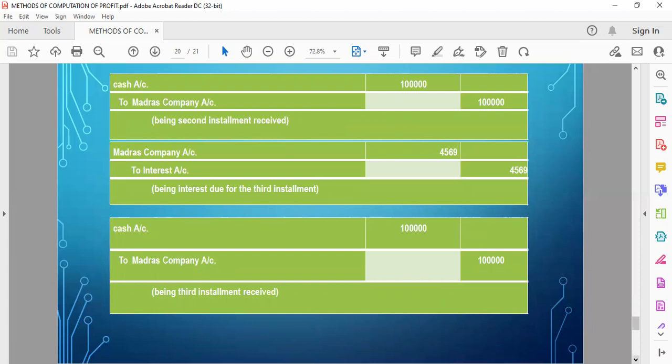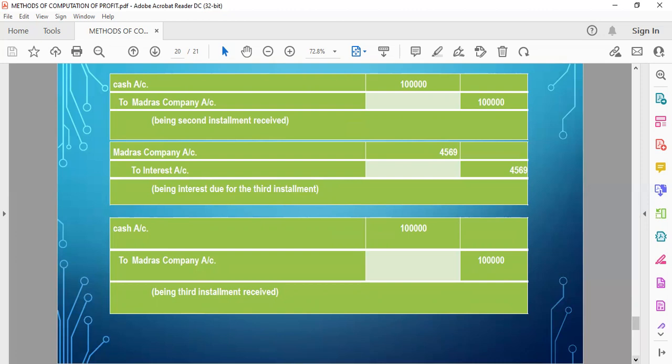Then for the second installment payment, you are receiving the payment from the company. What is the journal entry? Cash account debtor 1 lakh to Madras company account 1 lakh, including the interest. Being second installment received.